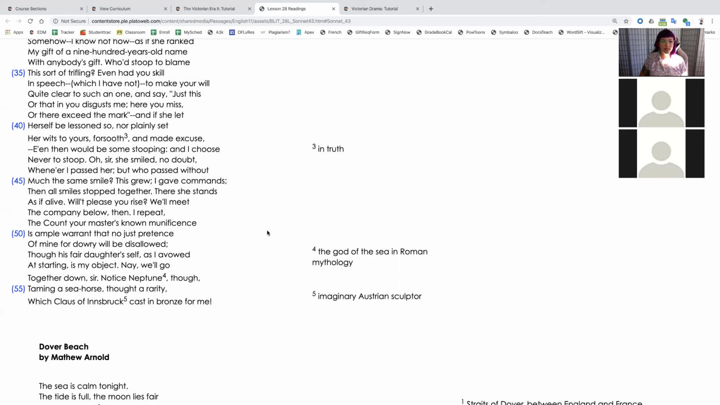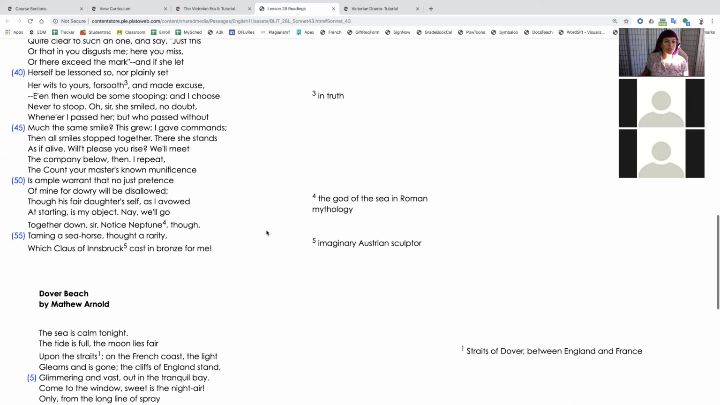I repeat, the Count your master's known munificence is ample warrant that no just pretense of mine for dowry will be disallowed, though his fair daughter's self, as I avowed at starting, is my object. Nay, we'll go together down, sir. Notice Neptune, though, taming a sea-horse, thought a rarity, which Claus of Innsbruck cast in bronze for me.